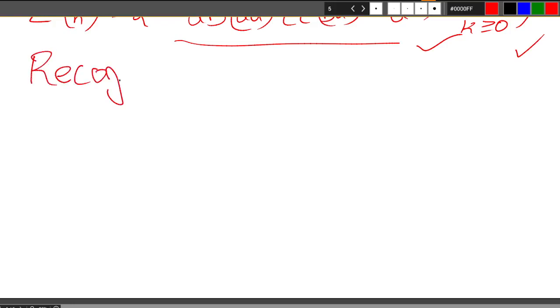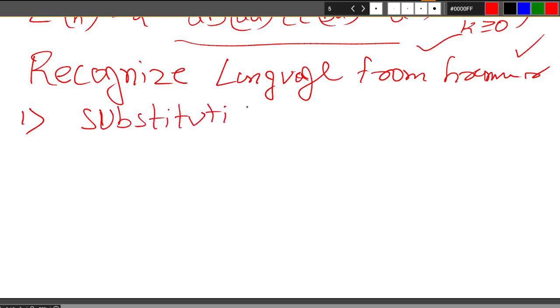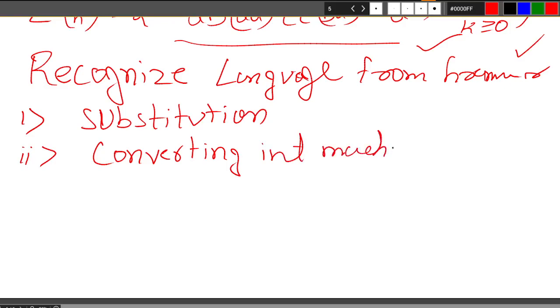If you want to recognize a language from a grammar, you will have two methods. One is substitution, and another is converting into machines.